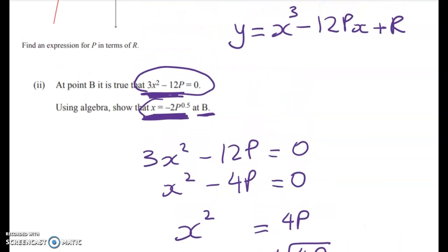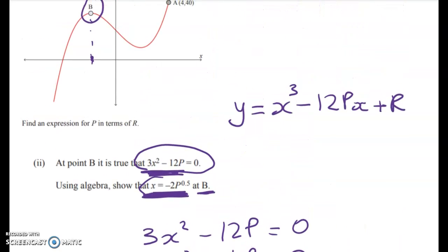Okay, let's just check we've answered the question. So that's all we had to do here. Using algebra, show that x is equal to negative 2p to the power of 0.5 at B. So the part that I think really needed you to be quite calm and read carefully is the third part.